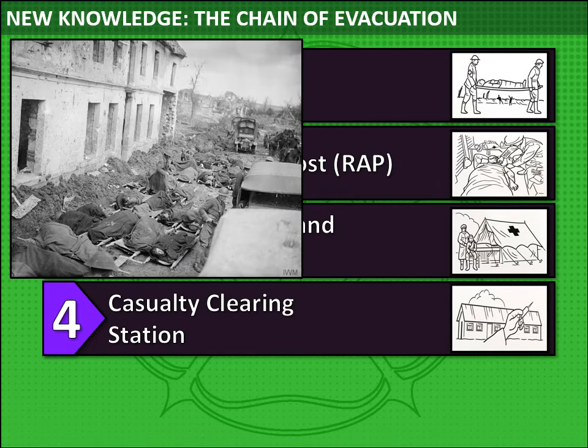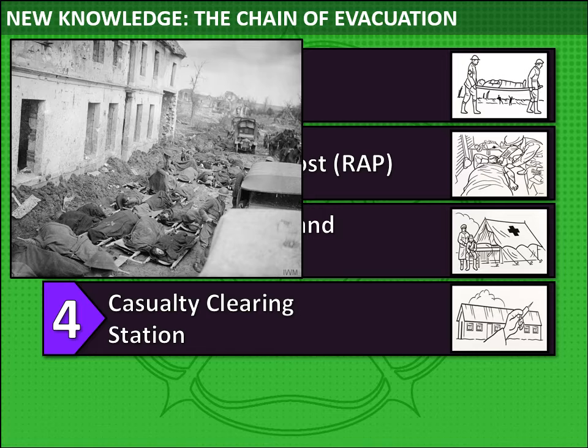CCSs, or casualty clearing stations, were located away from the front line, so they were out of the range of the enemy's attacks, but they were accessible by ambulance wagon. Buildings like factories and schools were often used. Ideally, they'd be near railway lines or canals so that ambulance trains or ambulance barges could transport the injured further.